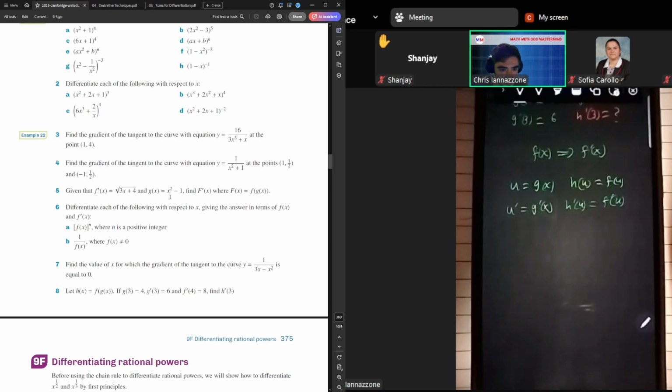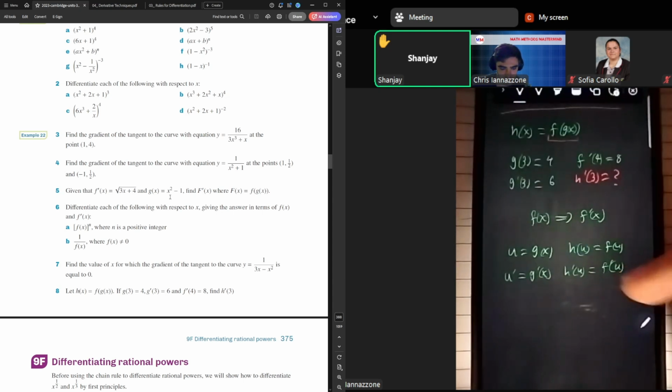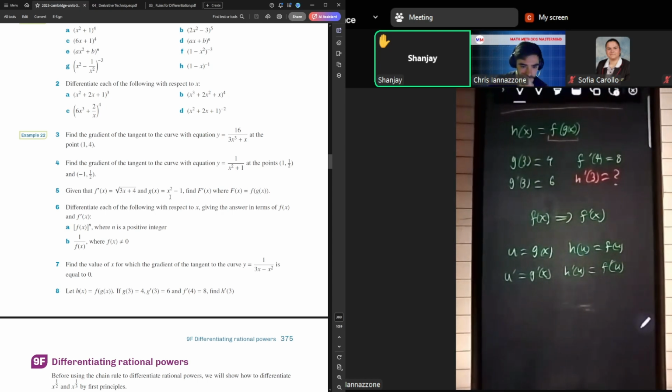Oh, yes, Sanjay? Oh yeah, so if the equation was h of x is equal to f of g of x, right? Yep. And we're saying that g of x is equal to u, then shouldn't you write h of x is equal to f of u, not h of u is equal to f of u? Why did we substitute u in h?